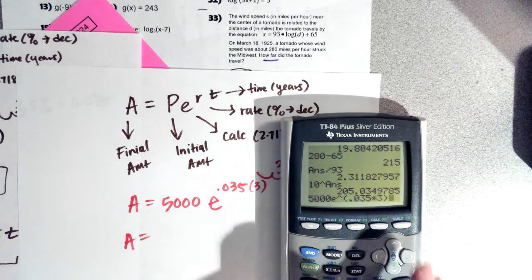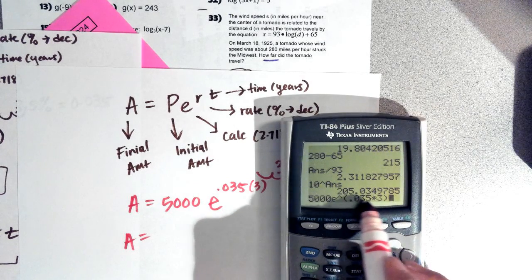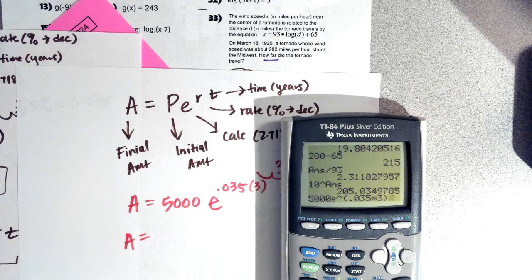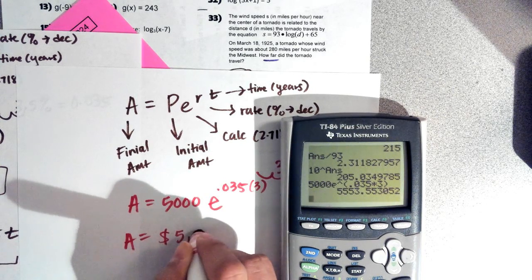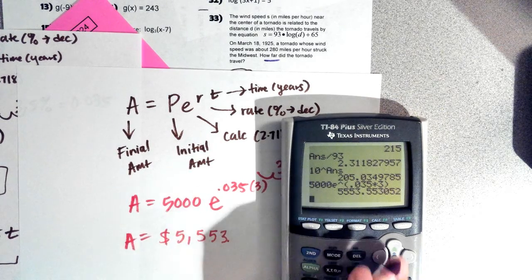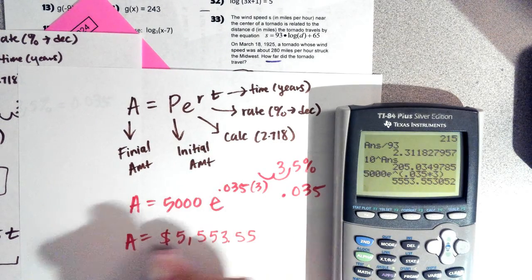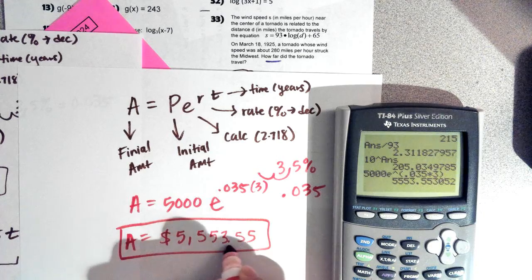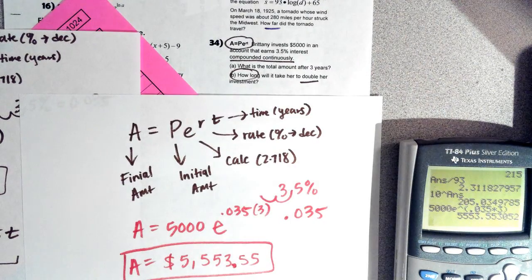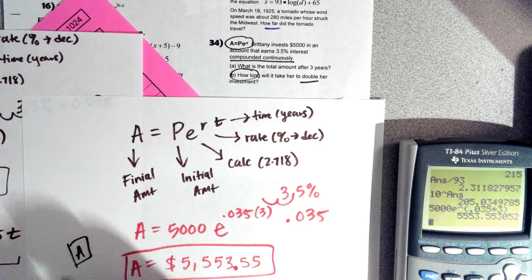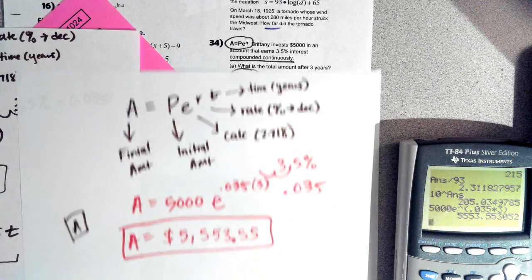Now be careful when you plug this in. Make sure this part is all in the parentheses closed in. So she makes $5,553.55. There's your answer. Now the second part, it says, how long does it take her to double her investment? So I'm looking for time. This was part A. Part B, I'm looking for time.